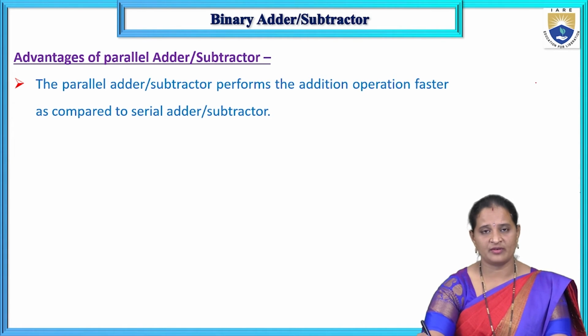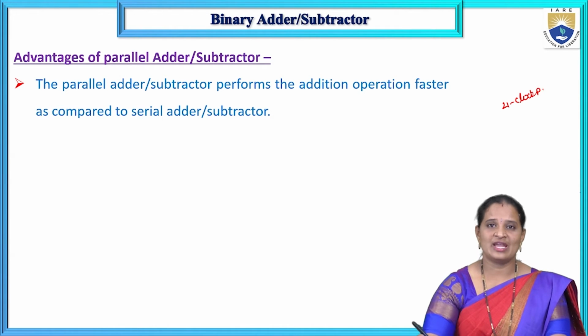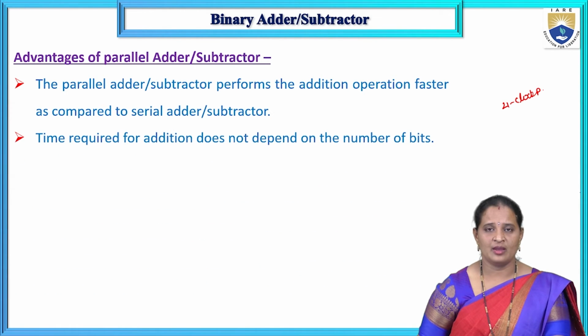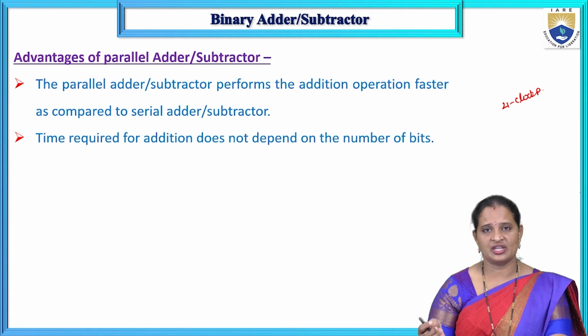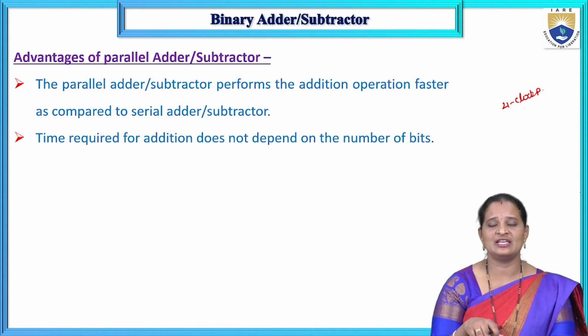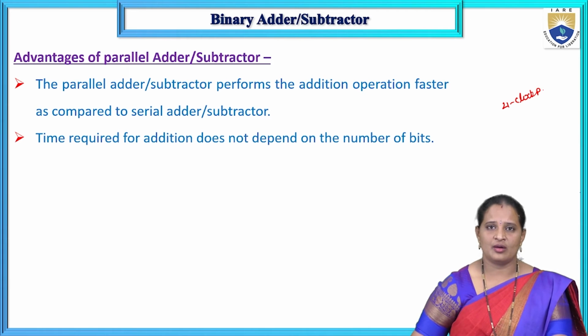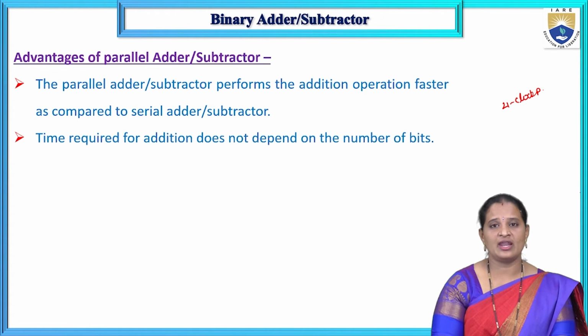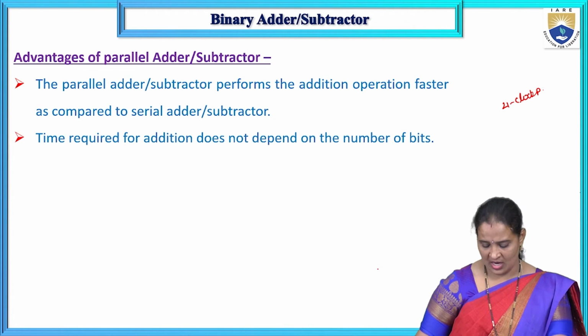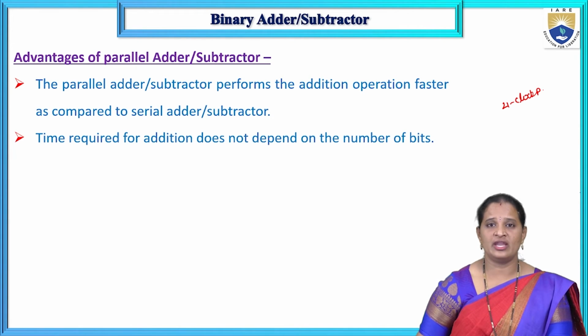That means in order to perform 4-bit addition, a serial adder requires 4 clock pulses, whereas in a parallel adder all the bits are applied to the adders at a single instant of time. But even though there is a propagation delay of carry from one section to the other, this delay is less when compared to the serial adder. So the time required for addition does not depend on the number of bits here. Only it depends upon the propagation delay.